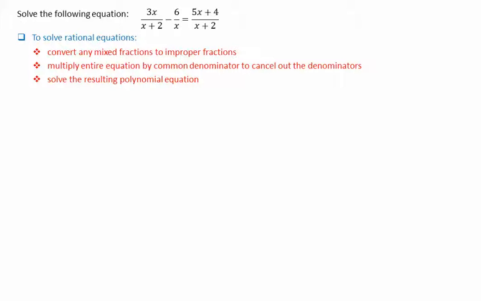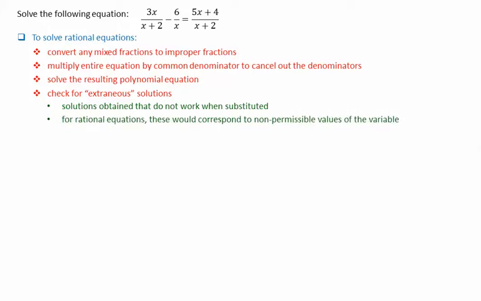In this course, that polynomial equation will be either linear or quadratic. Then check for any extraneous solutions. So these are solutions obtained that simply do not work when substituted. For rational equations, these extraneous solutions would correspond to the non-permissible values of the variable.